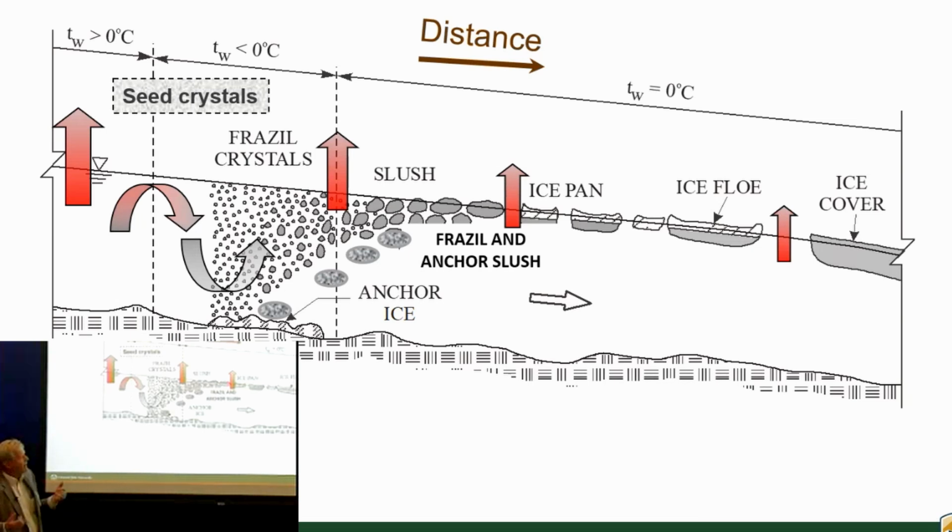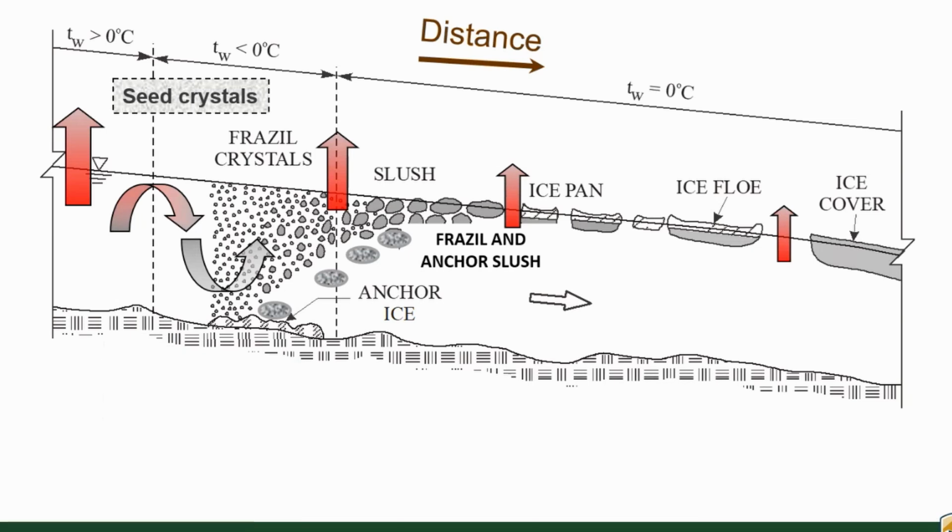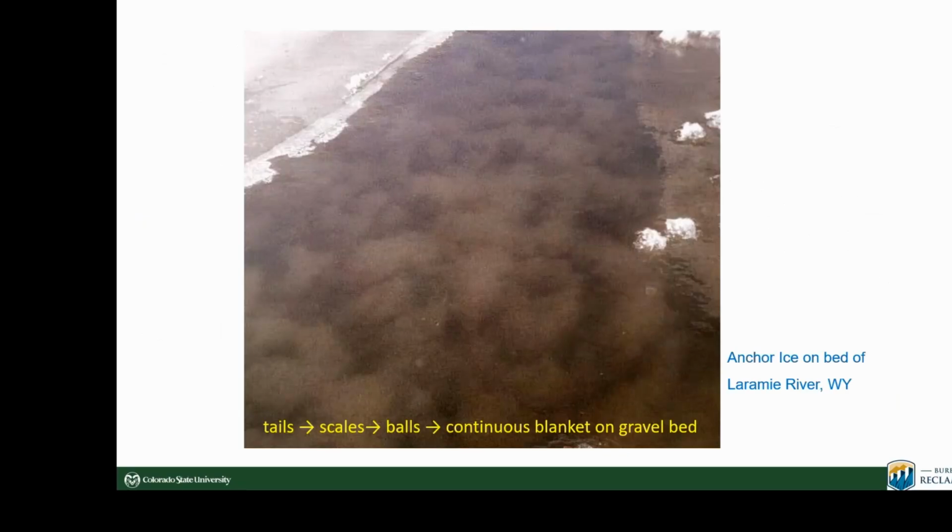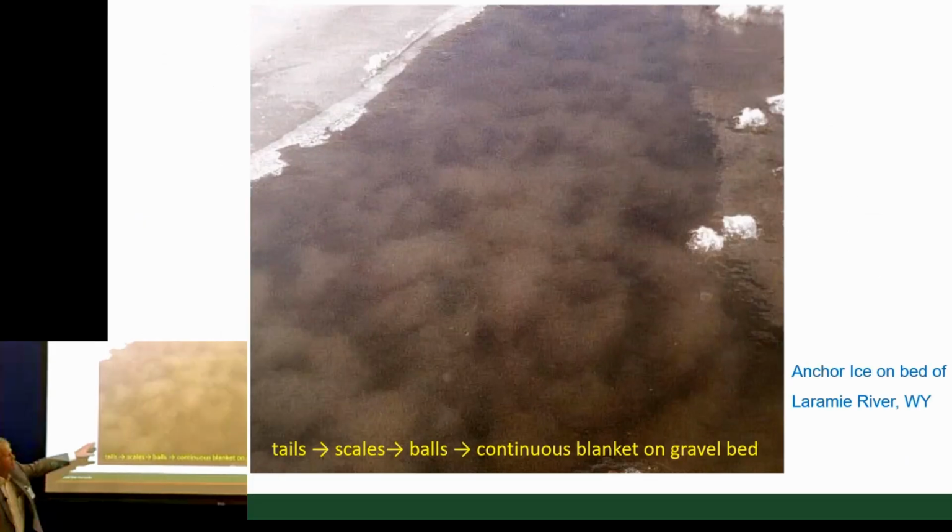And with the ice, you move sediment. So it adds uncertainty to estimates of bed load. This is the Laramie River early morning, typical early morning. You have ice on the bed of the river. So ice is a major player in terms of sediment movement.